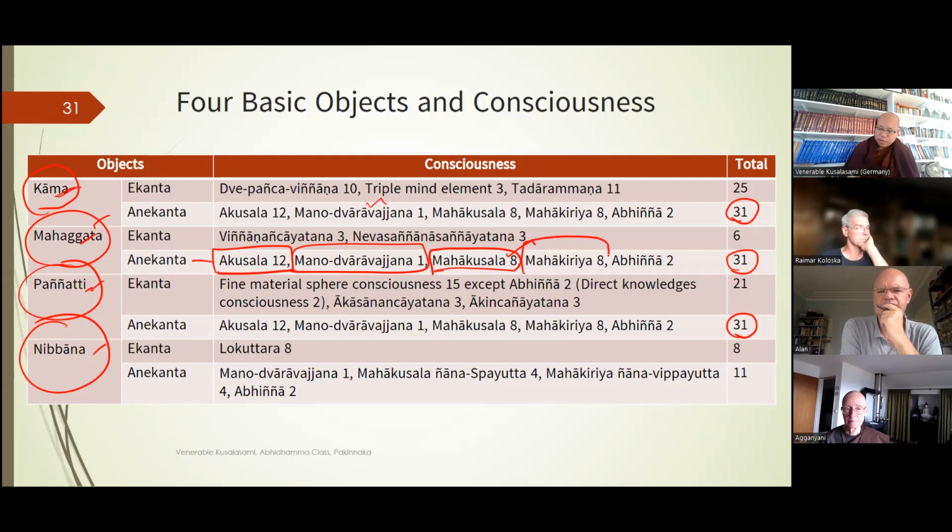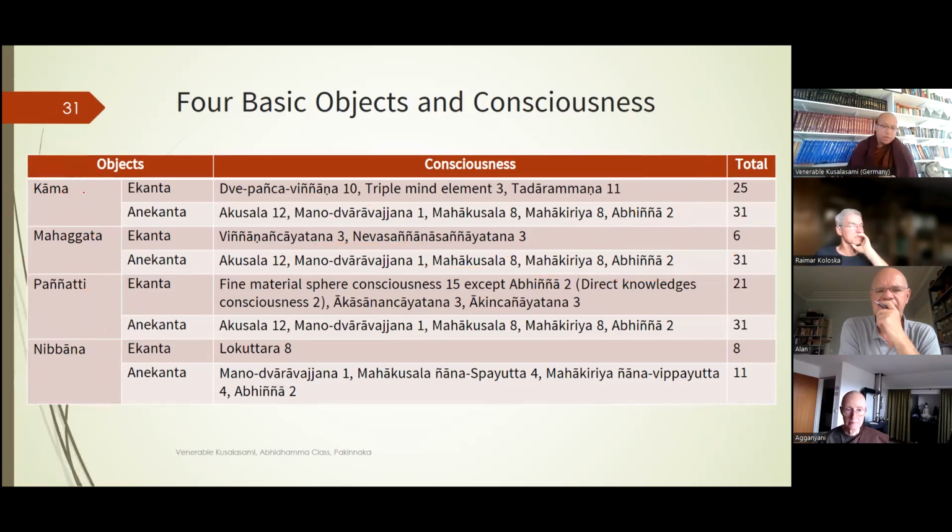Mahakiriya as well, we have already talked about that. That's why I don't explain in detail. Mahakiriya as well, you have to divide into two groups. With knowledge can take all these objects. Without knowledge, only kama, mahagata, and panyati. And two abhinya as well: kusala abhinya and kiriya abhinya. Kusala abhinya takes the object kama, mahagata, panyati, nibbana, but excluding arahata magga and phala. And kiriya abhinya can take all these objects. So mahagata anekanda is the same as the kama anekanda 31.